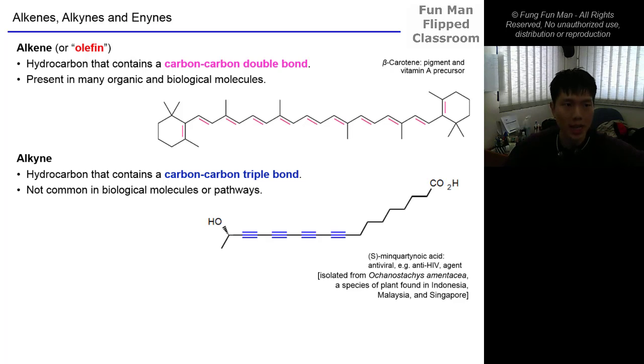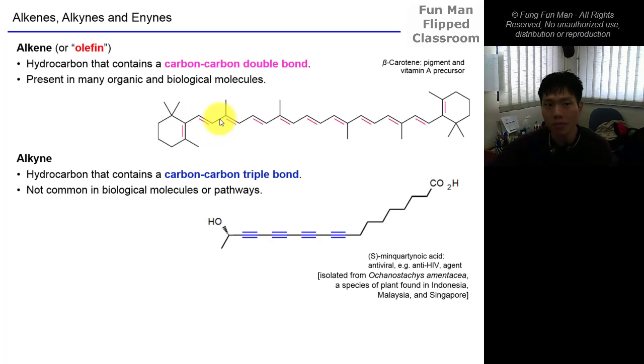Hello students, so right now I'll be going through this topic, alkenes, alkynes and enynes. So on your slides, if you want to follow me, the first thing you see on this page is an alkene, or in the olden days they called it olefin. In America they like to call it olefin instead of alkene. It represents hydrocarbons that contain a carbon-carbon double bond, and we denote it by having double lines, something like an equal line, in the line structure diagrams.